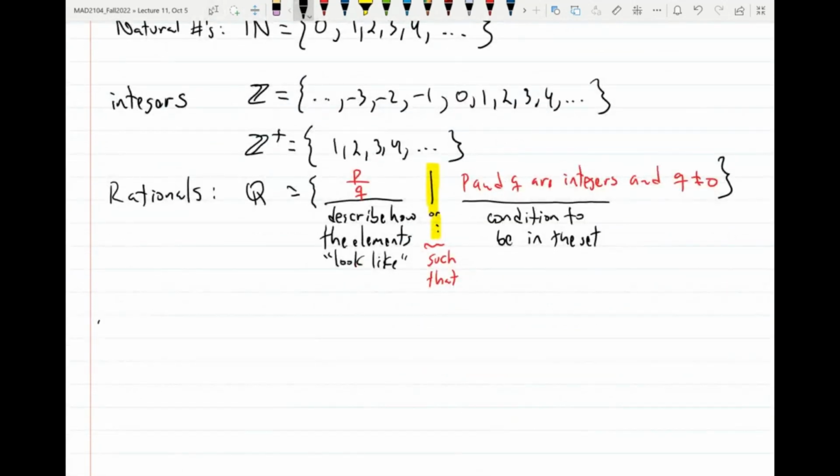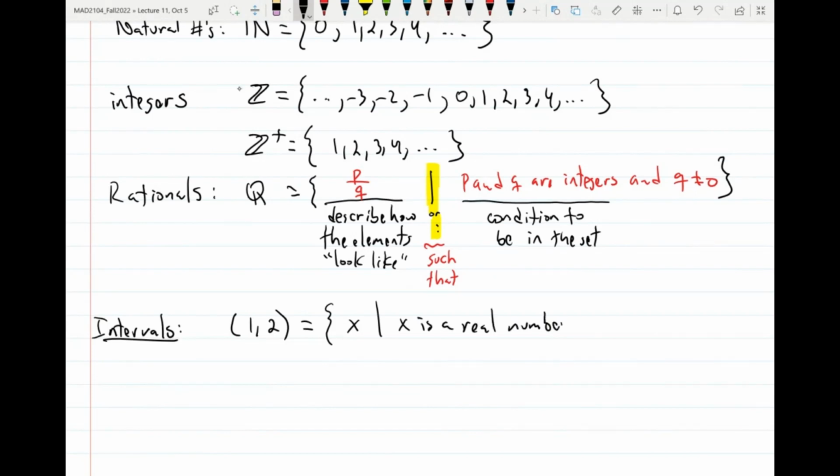Another example is, for example, intervals are also sets. For example, the interval (1, 2). What is this? This will be the set of all numbers x, such that x is a real number, and what else? Between 1 and 2, and x is between 1 and 2, right? So it's bigger than 1 and less than 2, not including because I'm using parentheses. Yes? So in the same way, right?